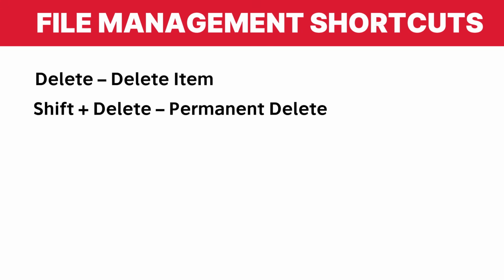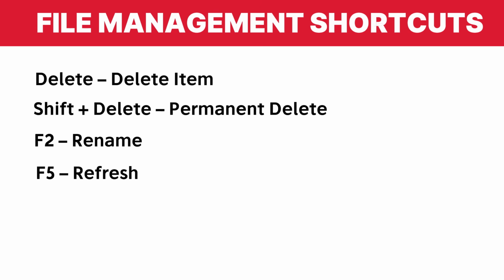File management shortcuts. Delete item. Select an item and press the Delete key to delete. Shift plus Delete, permanent delete. Press Shift plus Delete to delete a selected file without first moving it to the recycle bin. Be careful when using this shortcut. F2, rename. Want to quickly rename a selected file? Select the file and press F2. F5, refresh. Finally, F5 is commonly used to refresh or reload the current window or page.